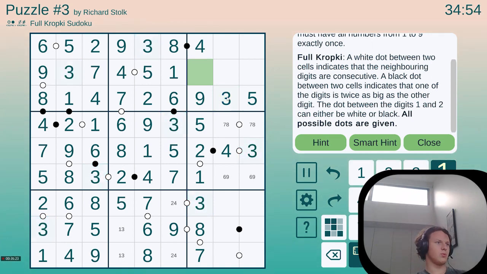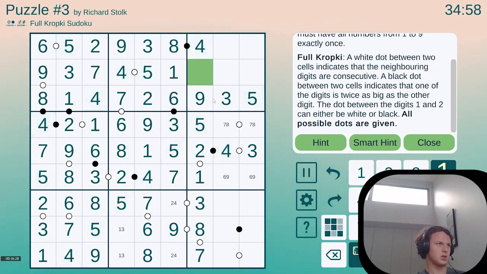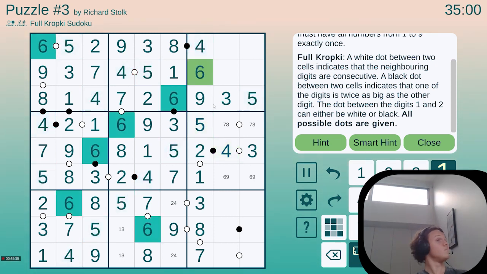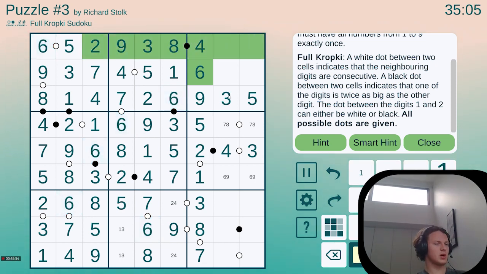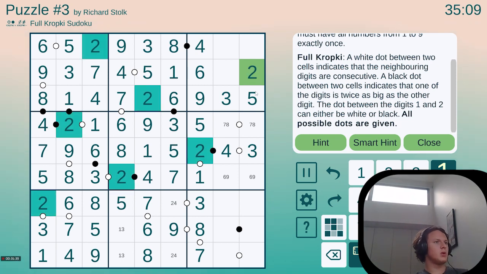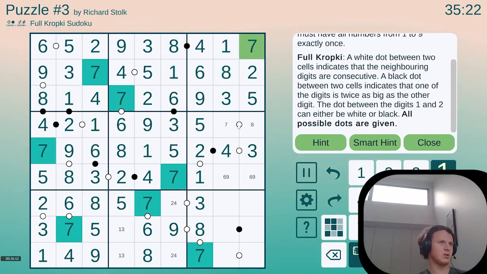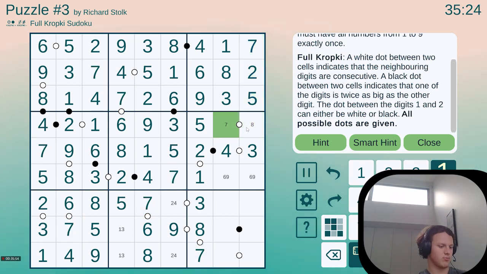1, 2, 3, 4, 5. We're missing a 6, which is quite useful. The 2 in this top box can't go there, otherwise it'd be a white dot. 4, 5, 6, we're missing 7, 8 and 1. Actually, no, the 1 can't go there or there, otherwise it would be a white dot. 7 can't go there, which means that's the 8, and that's the 7. Those obviously make this 7-8 pair solved.